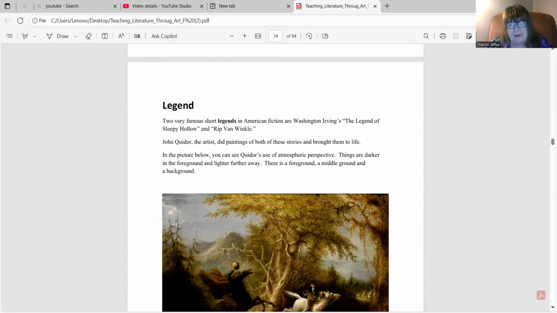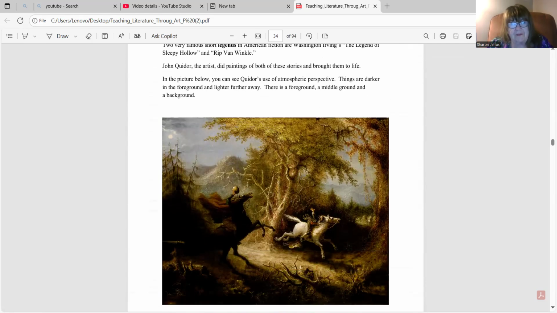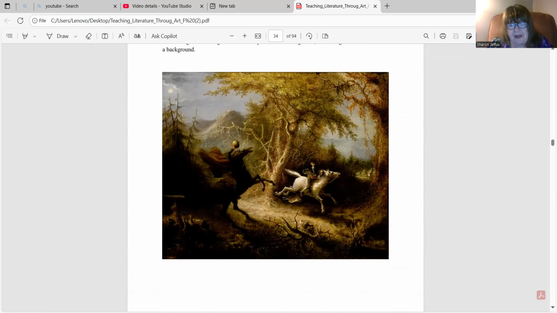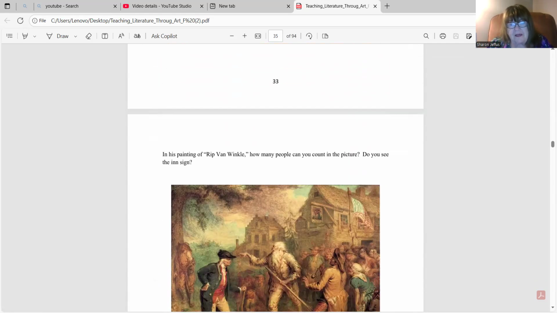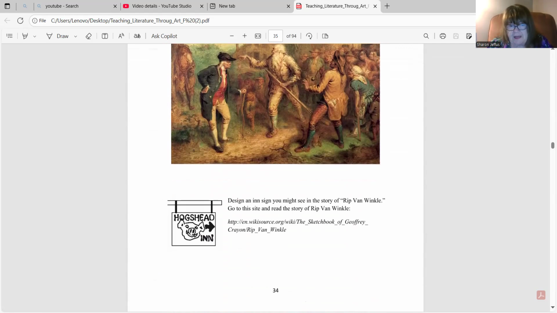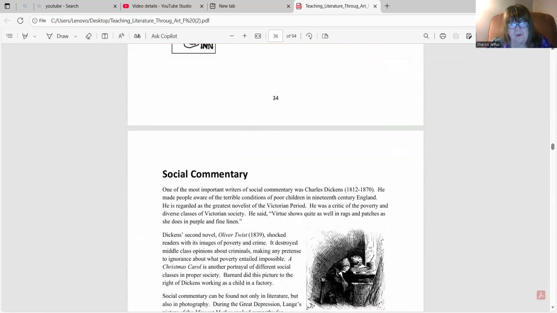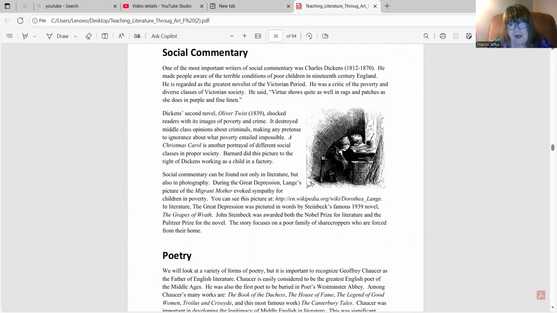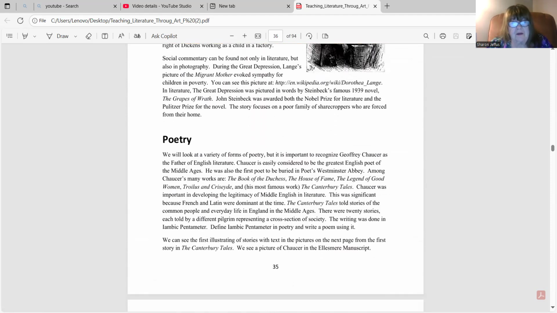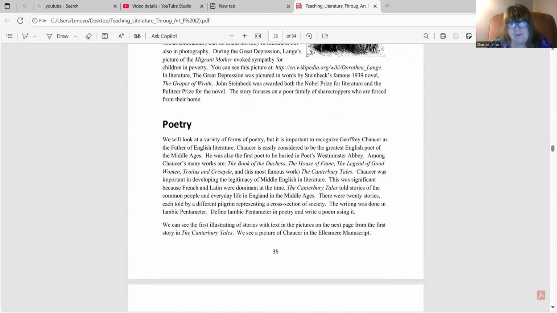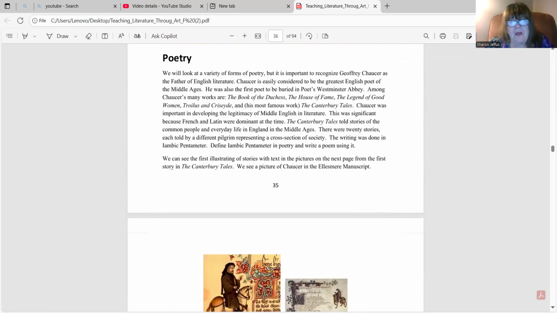Excellent, excellent example. Legends. We have John Quidor, who brought to life the Headless Horseman and Rip Van Winkle in art, creating social commentary. Amazing: The Grapes of Wrath, Migrant Mother did it. Dorothea Lange did it in photography.